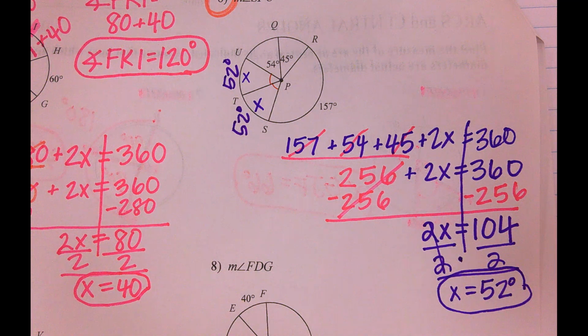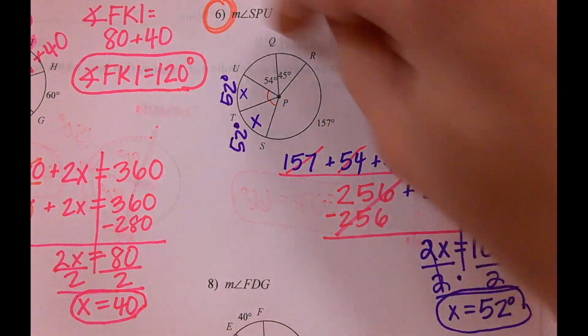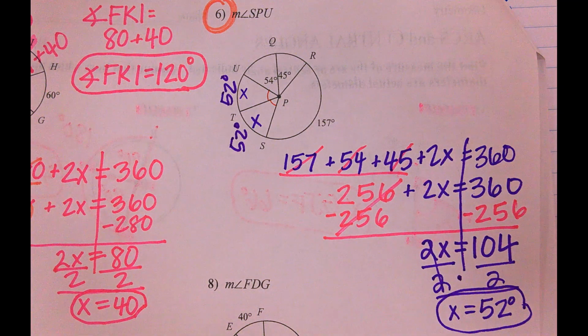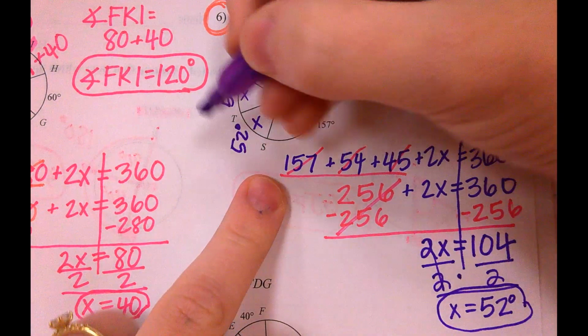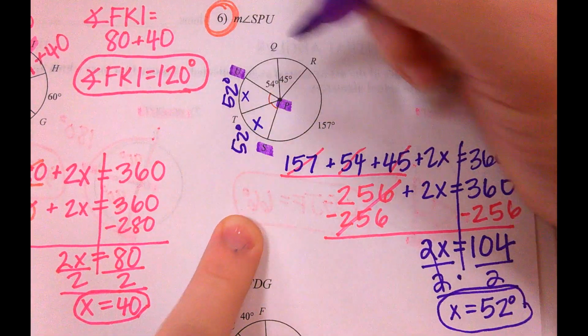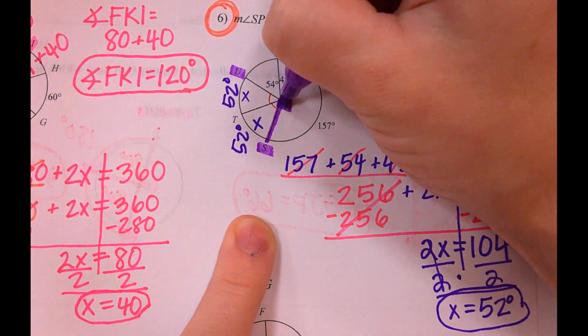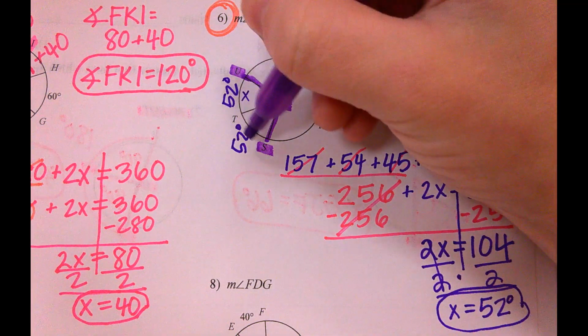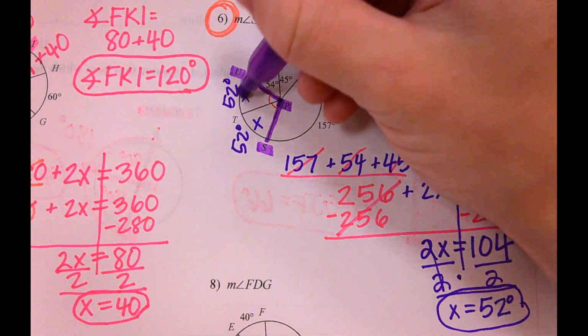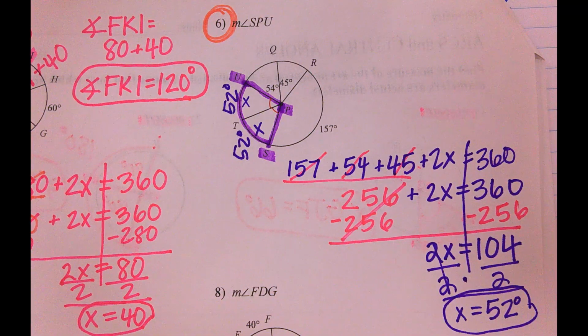And let's pay attention to the angle that we need. We want the angle labeled SPU. So I'm going to highlight those letters. SPU. And I'm going to connect the dots. SPU. I want this angle. You take 52 plus 52. You just add them together.